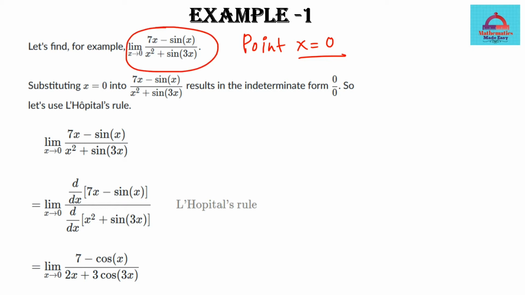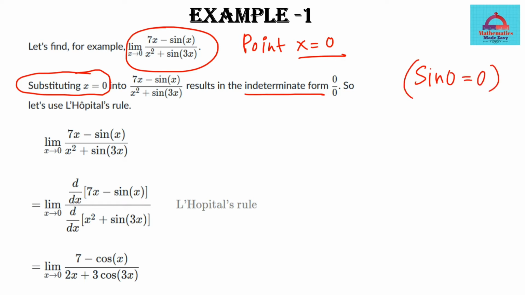So at this point, let's find this limit. And in order to find this limit, to check whether it is having an indeterminate form or not, we will do direct substitution. So we are substituting the value of the point which is given to us here, and the point is x equal to 0. So let's just replace x everywhere in this function with 0. So when we do that, 7 times 0 minus sine of 0 divided by 0 square plus sine of 0. So this will result in the form 0 by 0, because we know that sine of 0 is also 0. So this is giving us an indeterminate form.